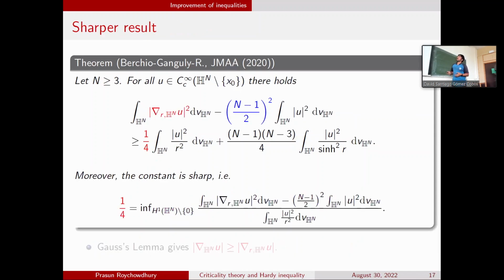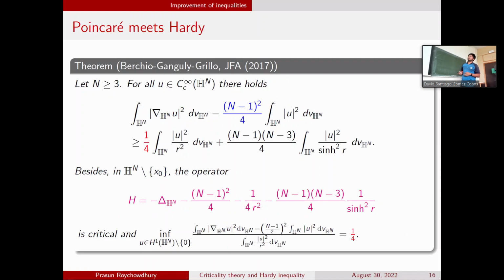And of course, this constant is the sharp constant. What is the meaning of sharp constant here? Keep the Poincaré term, take the ratio with this thing, and take the infimum. This will be 1/4.